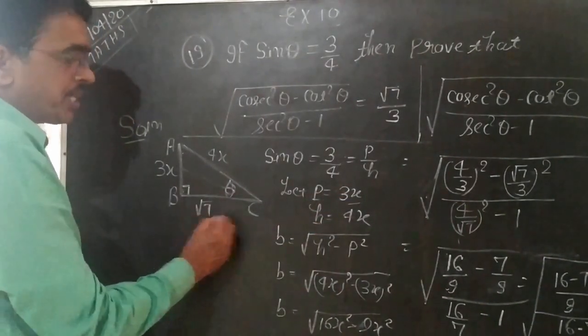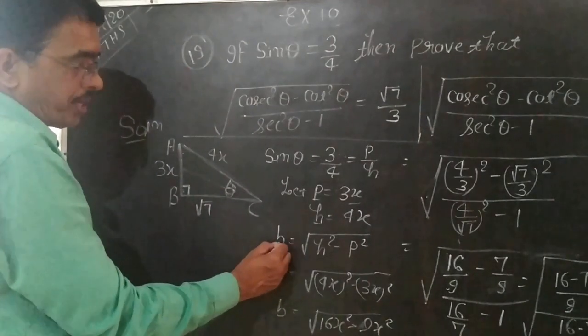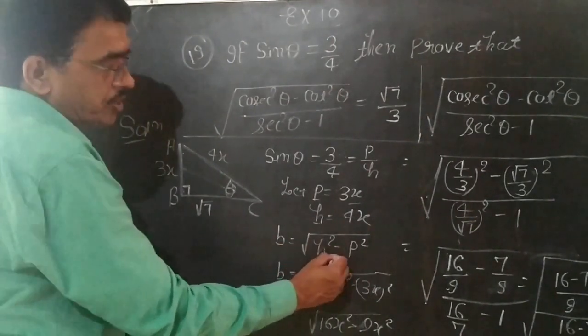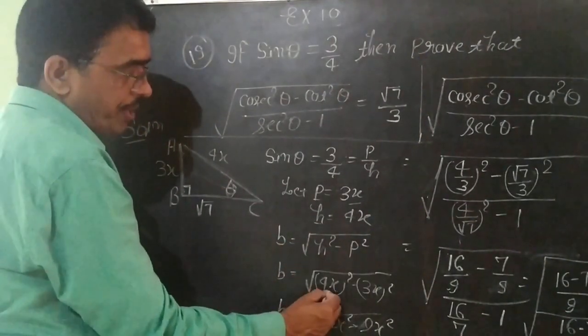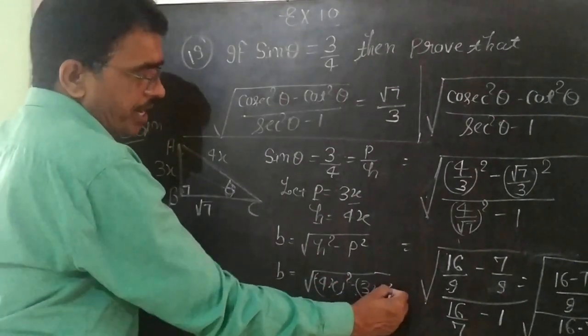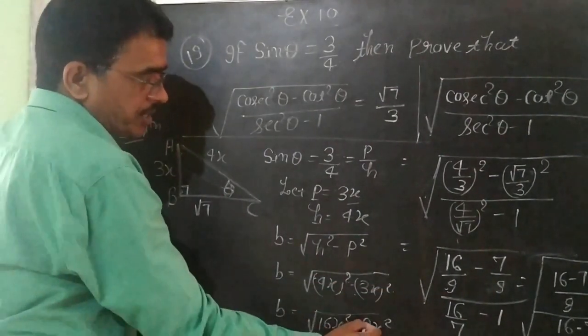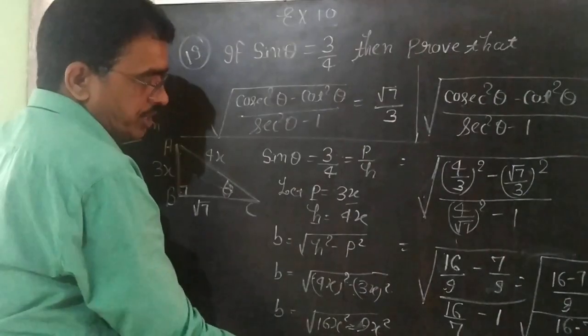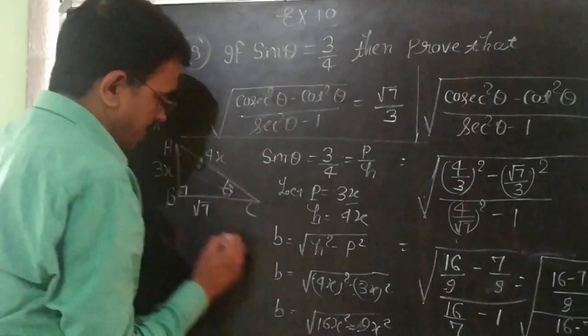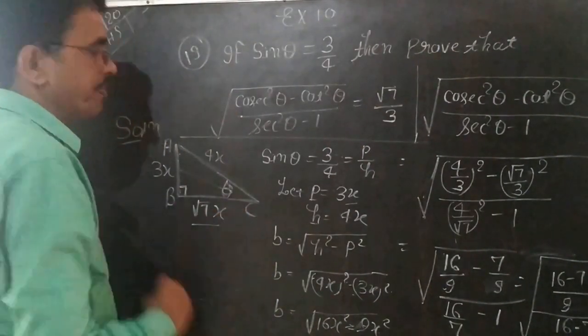Then what is base? According to Pythagoras theorem, base is root of h square minus p square. So I put their values: 4x whole square minus 3x whole square. 16x square minus 9x square. That is root 7x square. That is root 7x. I write the value root 7x.